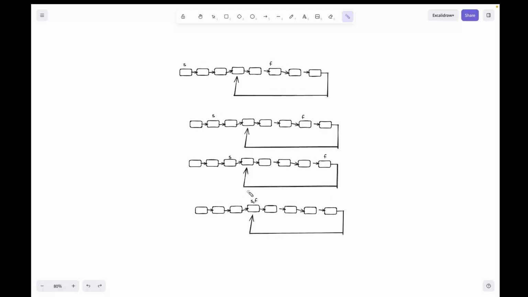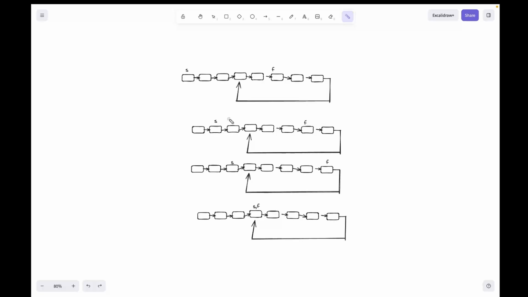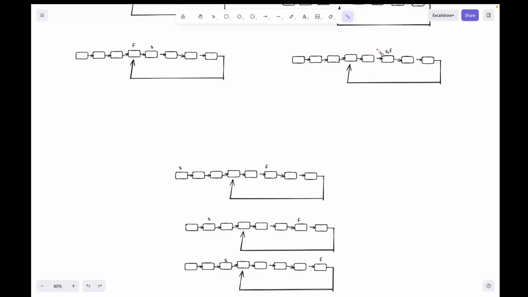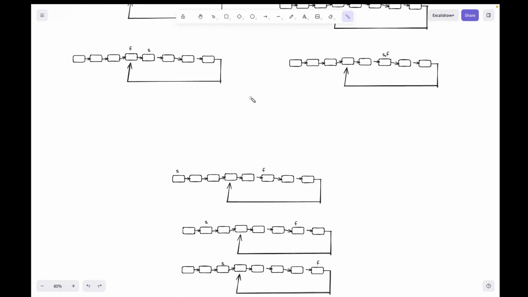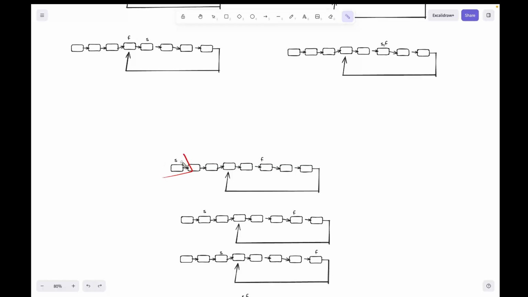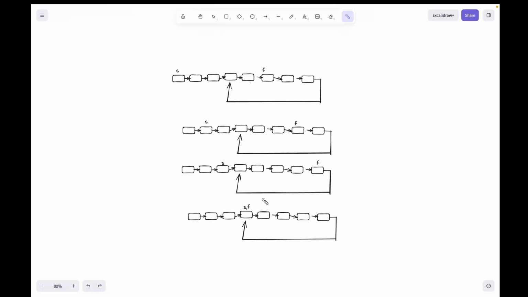Got it? Okay, so what we did: we used the slow and fast pointers to detect the cycle. If we got the cycle, then we assigned slow to the head, and again we started traversing, but this time we are moving fast by one and slow by one. If they meet at some node, it means it's the starting node of the cycle.